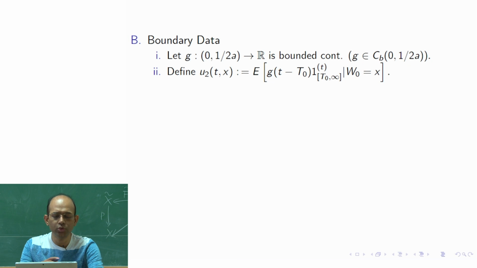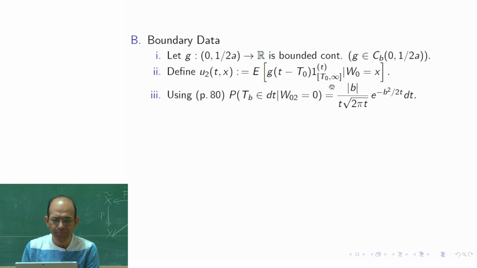We define u2 of t comma x as the conditional expectation of g of t minus T0, times the indicator function of T0 to infinity, where small t is more than or equal to capital T0, given W0 is equal to x. There is a typo here, it should be open infinity, not closed infinity. Ignore this reference; it is actually the page number of the book of Karatzas and Shreve, where you would be able to find this formula. There is also a typo, there is no 2 here, W0 is equal to 0.